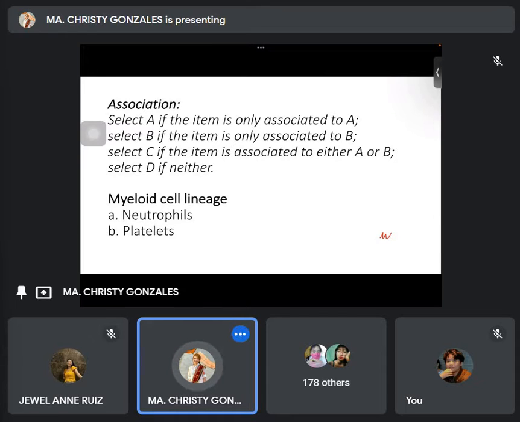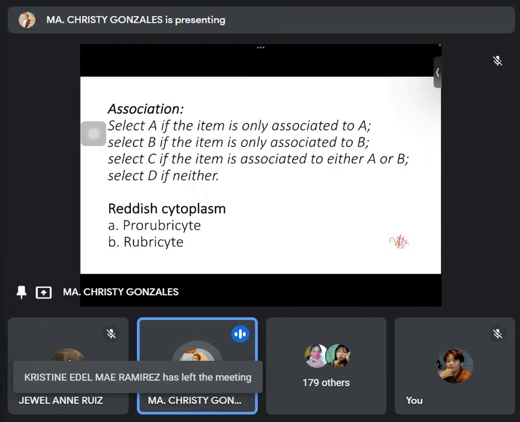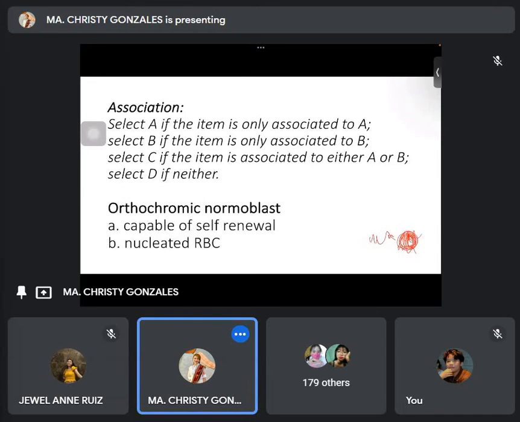That is your metarubricyte. Orthochromic normoblast. So we're referring to the metarubricyte.